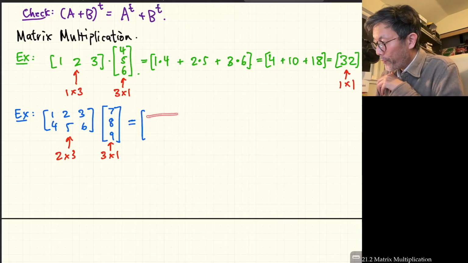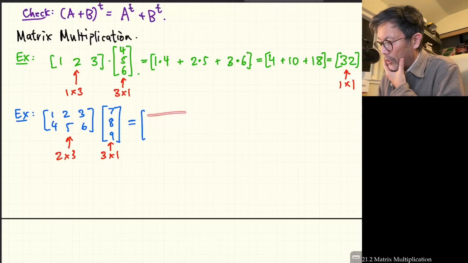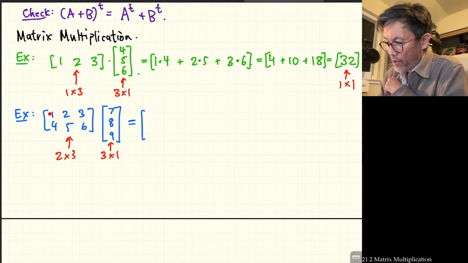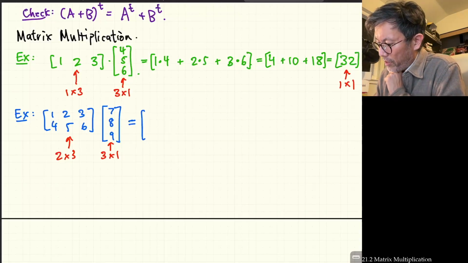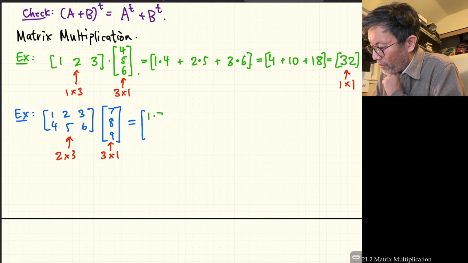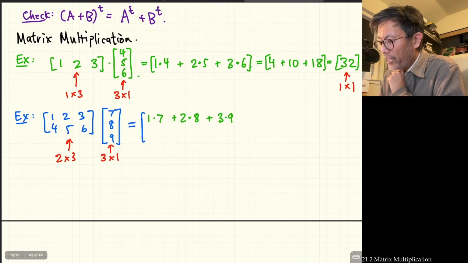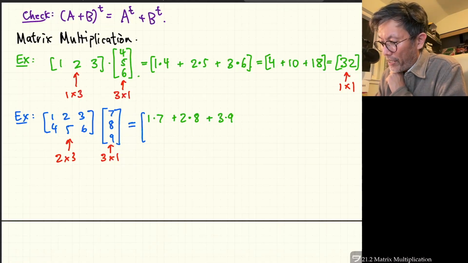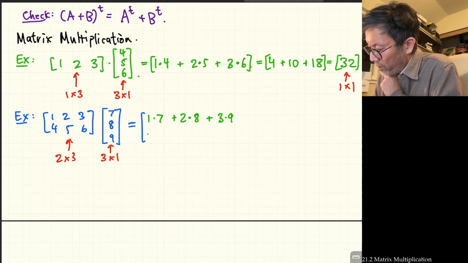Now, to obtain the first entry of this 2x1 matrix, it will eventually be a 2x1. To obtain this first entry, what I'm going to do is take the dot product of this first row here with this column. So I'm going to get 1 times 7 plus 2 times 8 plus 3 times 9. That's my first entry. My second entry is what I get by taking the dot product of the second row with this column. And what I get here is 4 times 7 plus 5 times 8 plus 6 times 9.